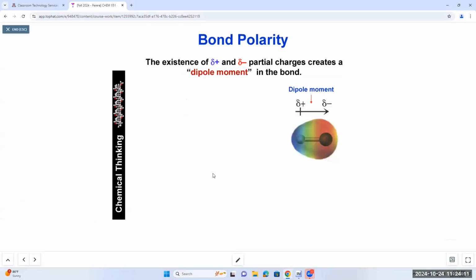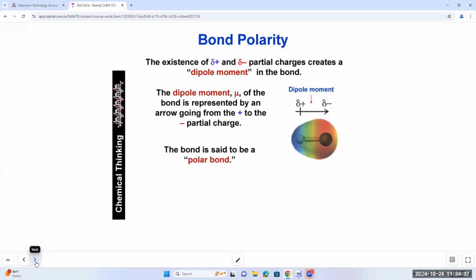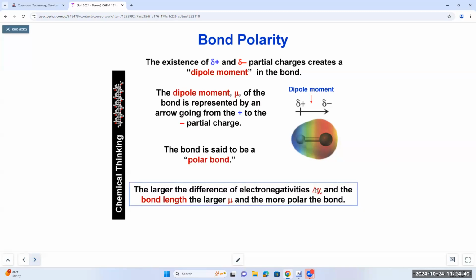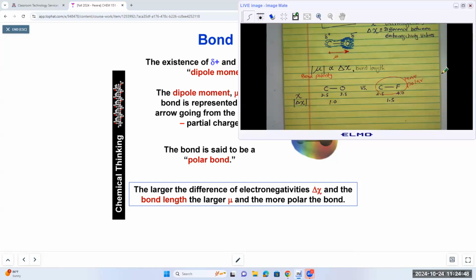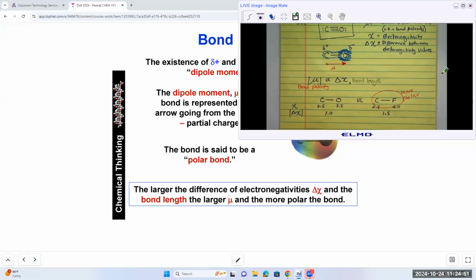By the way, here's a prettier picture of the same thing. When you have one atom more electronegative than the other, that atom will get a partial negative charge, the other atom will get a partial positive charge, and the dipole moment vector will go from partial positive to partial negative. Again, that's what this arrow indicates. Now we have a polar bond. The magnitude of the bond polarity depends on two things: delta chi, or difference of electronegativities, and the bond length. We wrote the same thing in our notes as well.